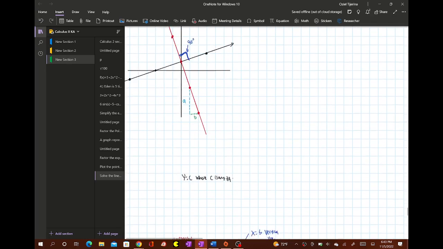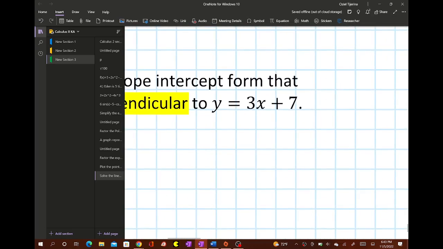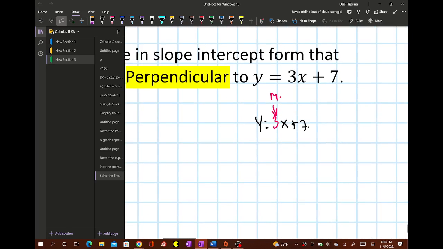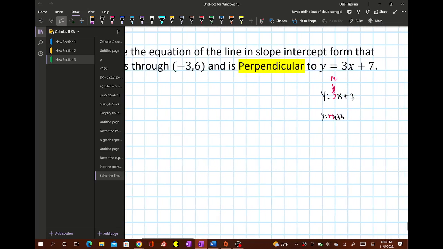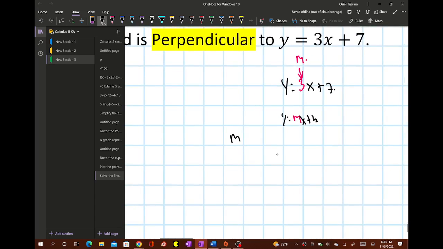So our slope, in this case, if we look at this equation, we have y equals 3x plus 7, and 3 is my slope, because remember, y equals mx plus b. So I know my slope. My slope is 3.